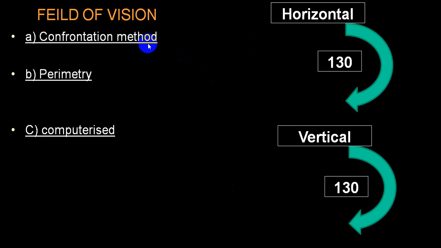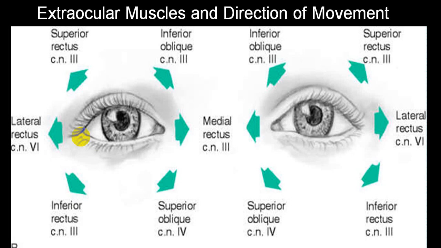Nowadays this confrontation method is out of date. Very rarely we use it, mainly when the person has got difficulty in near vision. So we go for finger counting or identifying moving objects. Perimetry is totally gone. Now most commonly utilized is the computerized method to identify the field of vision and what the defects are.